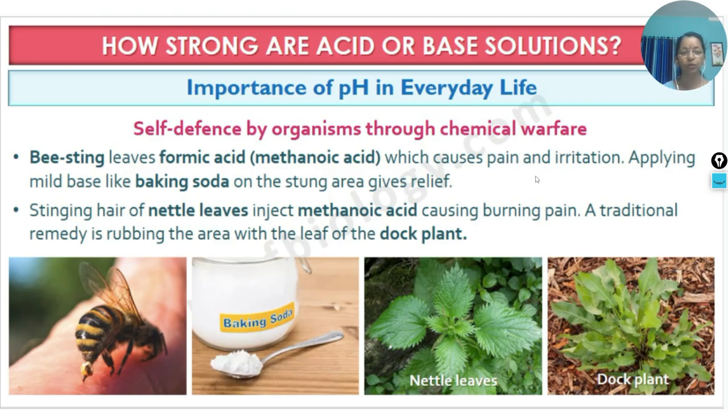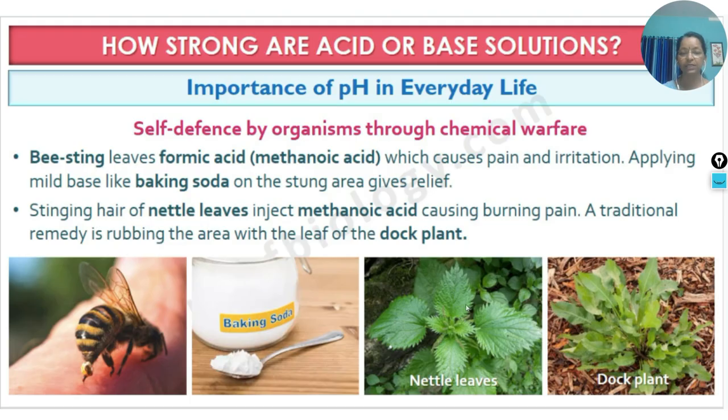So what can we do? We know it is methanoic acid or formic acid. So it can be neutralized by applying a base. So we can use a mild base like baking soda on that area where we got the sting, and it gives relief. The same is the case with nettle leaf.